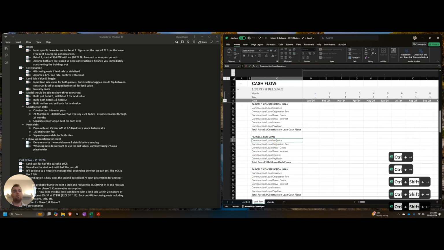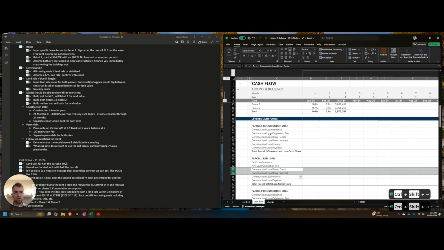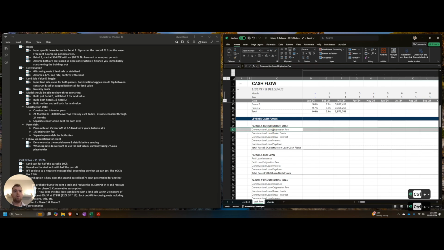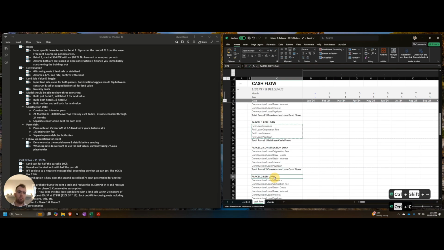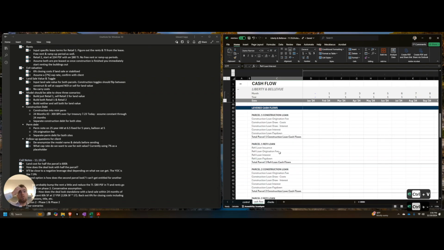So refi. This will be refi loan issuance, refi loan origination fee. Actually, the issuance is going to be the draw, so I don't need that issuance. So refi loan interest and refi loan paydown. Bring those here. Delete these other rows. So that's good.